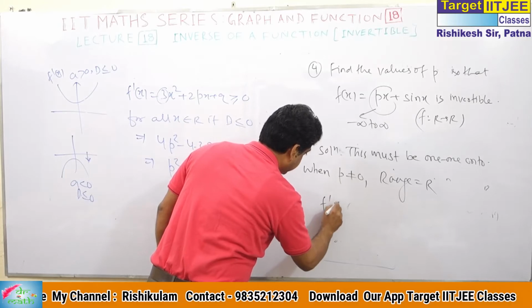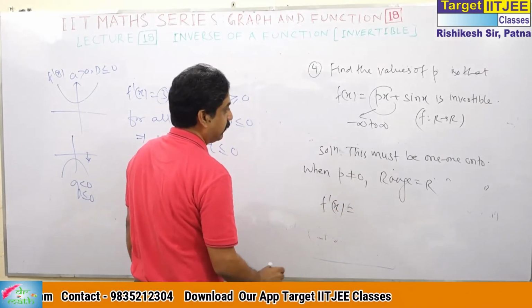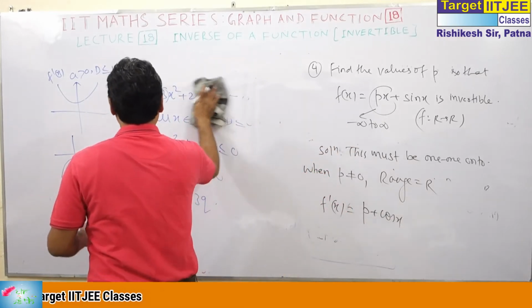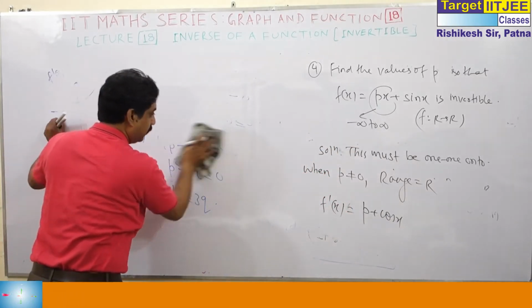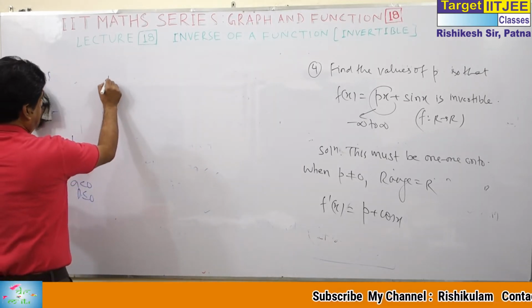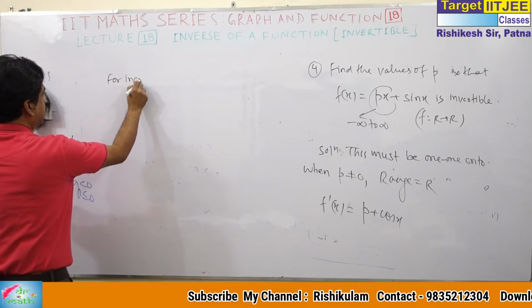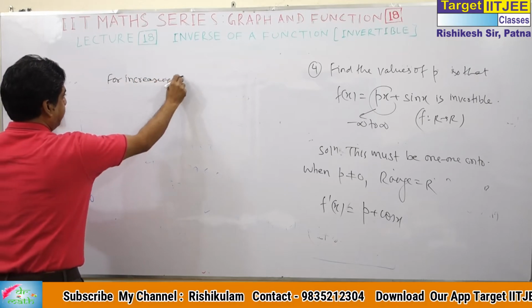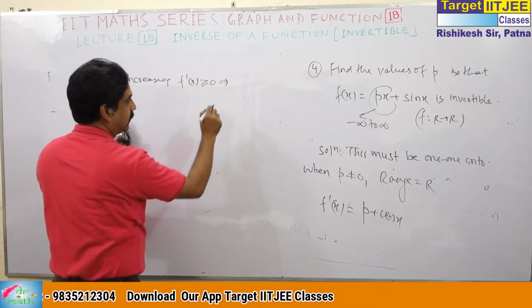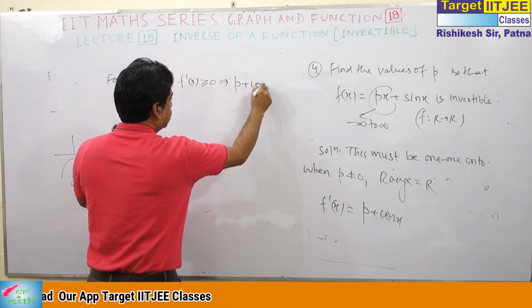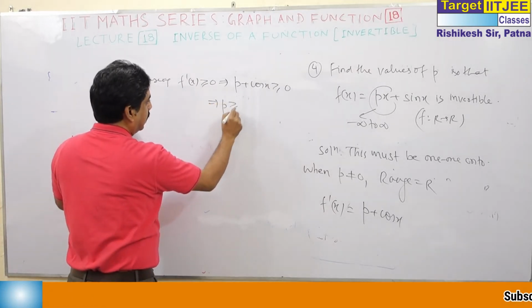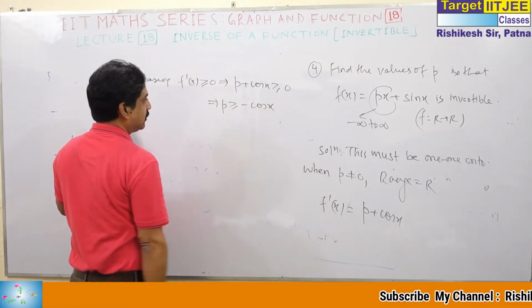For a one-one function, what do we do? What is f dash x? We go for increasing, decreasing. f dash x is p plus cos x. Now we consider both cases. For an increasing function, f dash x should be greater than or equal to 0, which means p plus cos x is greater than or equal to 0, so p is greater than or equal to minus cos x.